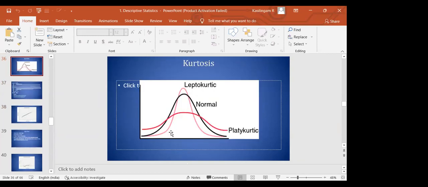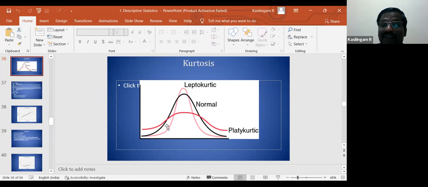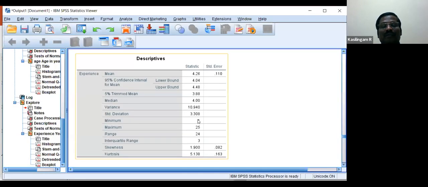Okay. So here, this is platykurtic. This is leptokurtic, right? Now see here, leptokurtic frequency. The bar is frequency. Now, see the mean. The mean experience, that is, mean years of living, is 4.26.